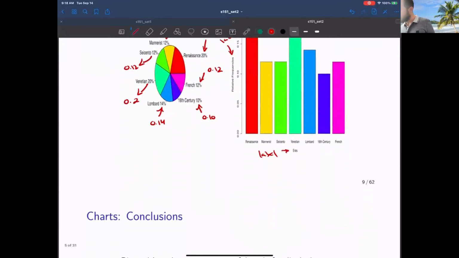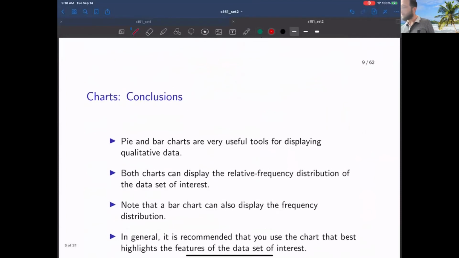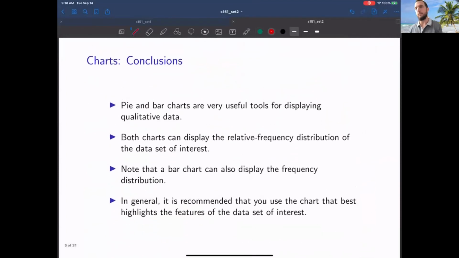Okay. All right, so I'll just quickly say that the pie chart and the bar chart, these are our tools for representing qualitative data. So far in lecture set 2, we have talked about the frequency and the relative frequency distribution, which are unique to the qualitative data set. And we've talked about the pie and the bar chart, which are also unique to qualitative data.